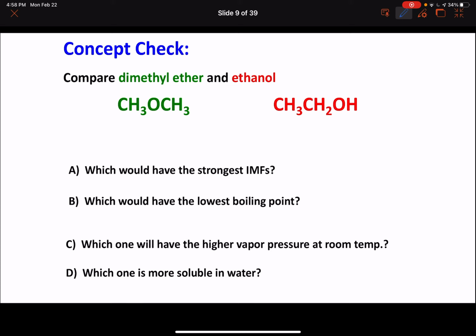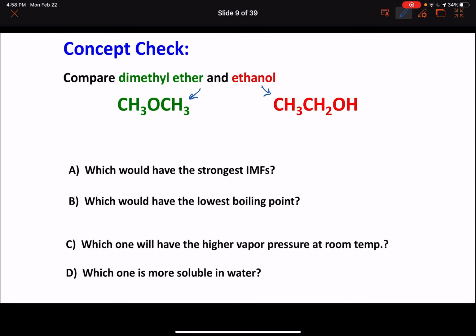So here's some to practice your concepts. So you could compare dimethyl ether, formula shown below, to ethanol, formula shown below, and answer questions like this. Which would have the strongest intermolecular forces? Which would have the lowest boiling point? Which one would have the higher vapor pressure? And which one is more soluble in water?